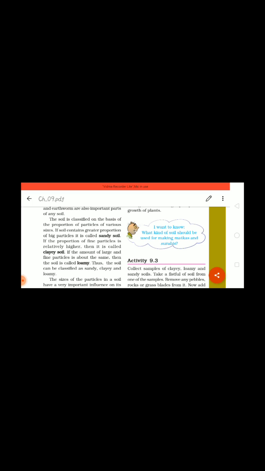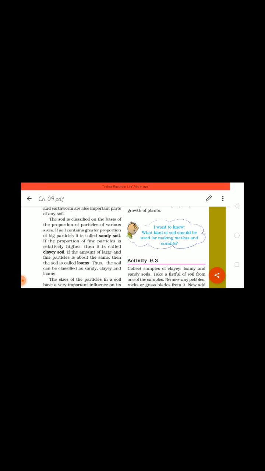If the proportion of the fine particles is relatively higher, then it is called clayey soil. Clayey soil has more amount of fine particles. It is very soft and very smooth soil. So clayey soil, clay, that is what we say. So clayey soil has a higher amount of fine particles.